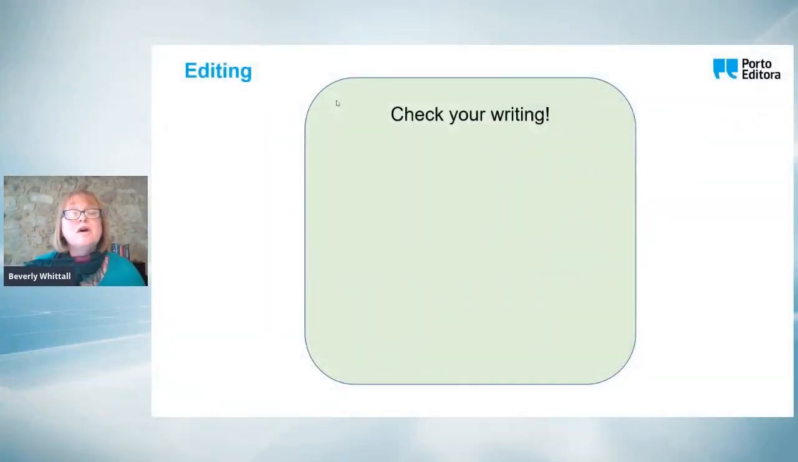Another crucial stage. If we want our learners to become more autonomous writers, we need to encourage them to get into the habit of going back, reading their work, and checking it. And again, our learners don't do this naturally. They may say, but teacher, how can we do that? And this is where a checklist comes in handy. If we go back to our story task, this is what the checklist might look like.